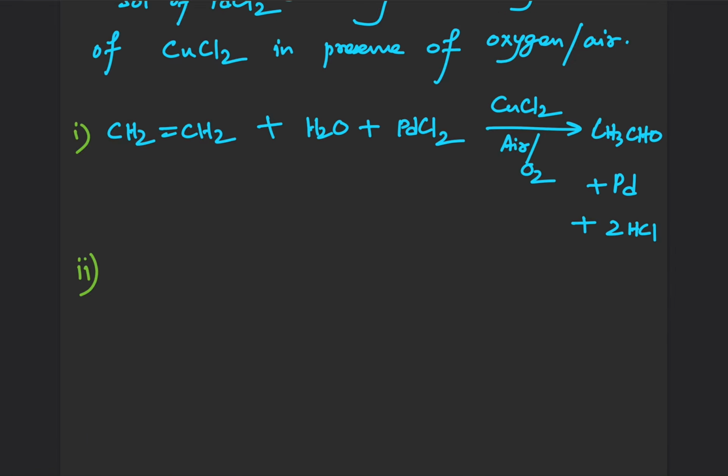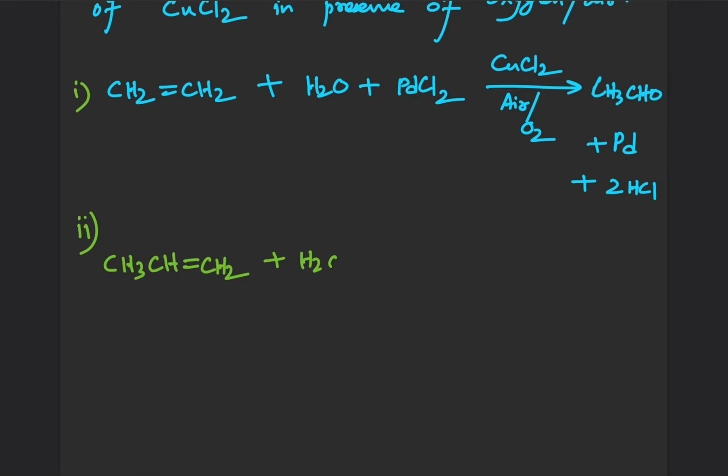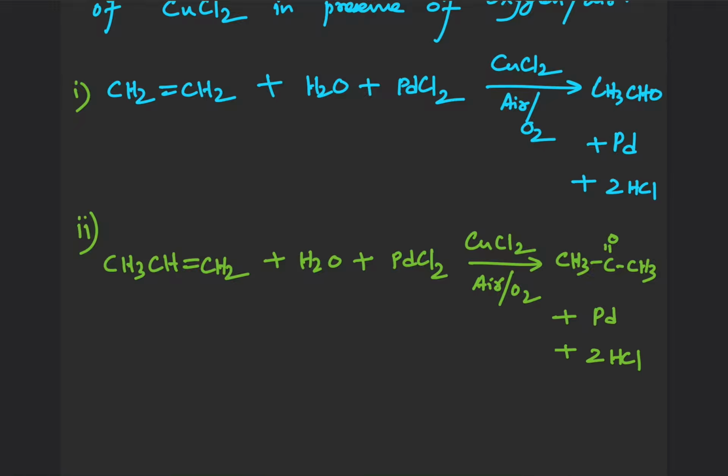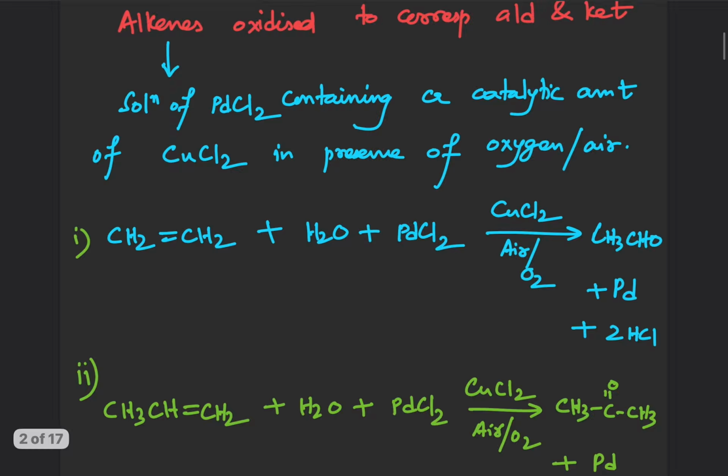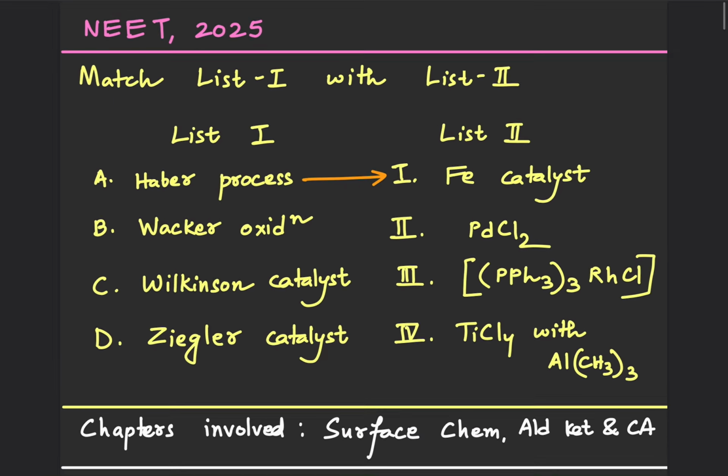We have one more example. We can use propylene also, which is CH3CH=CH2. When we add that to water and PdCl2, again with a catalytic amount of CuCl2, and we can use air or oxygen, this gets converted to acetone, that is a ketone with 3 carbon atoms. So we get CH3C(=O)CH3 plus Pd plus 2 moles of HCl. Therefore, B will be matched to 2. In Wacker's oxidation, we use PdCl2.